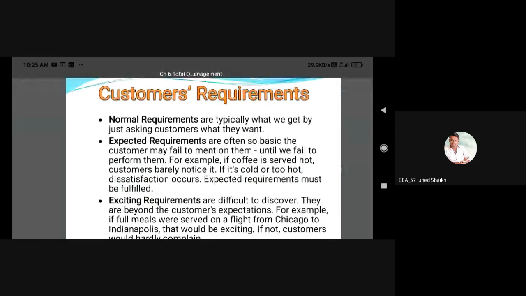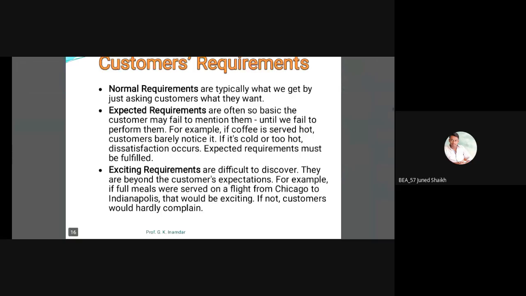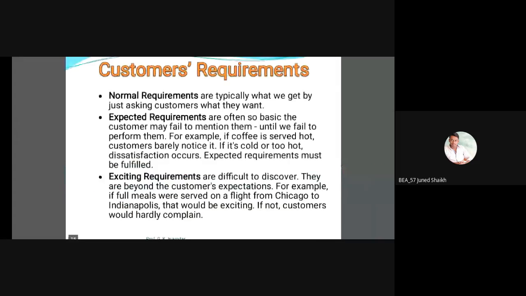Customer requirements: normal requirements, expected requirements, exciting requirements, we have already discussed. Normal requirements are typically what we get by just asking customers what they want. Whatever the basic requirement is, you can ask the customer. For example, some food products. Generally food products or consumables, these are required.